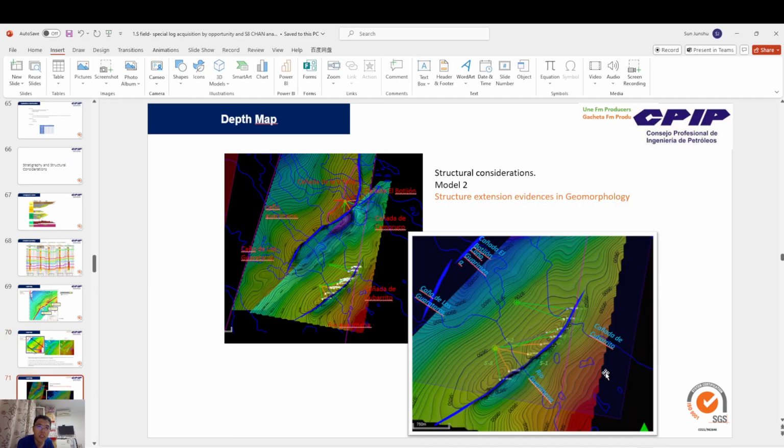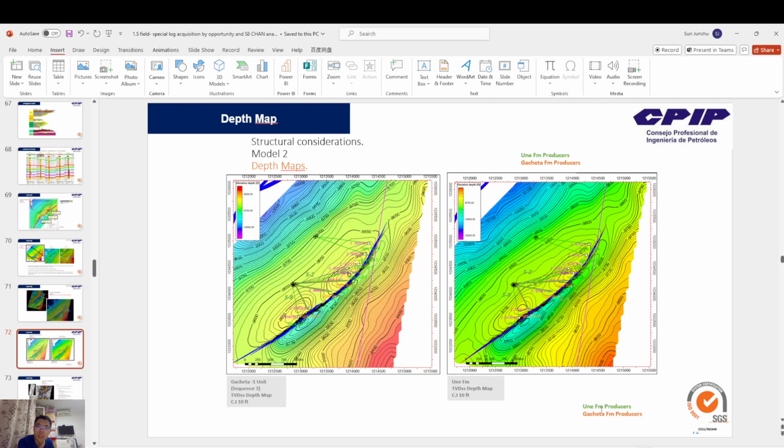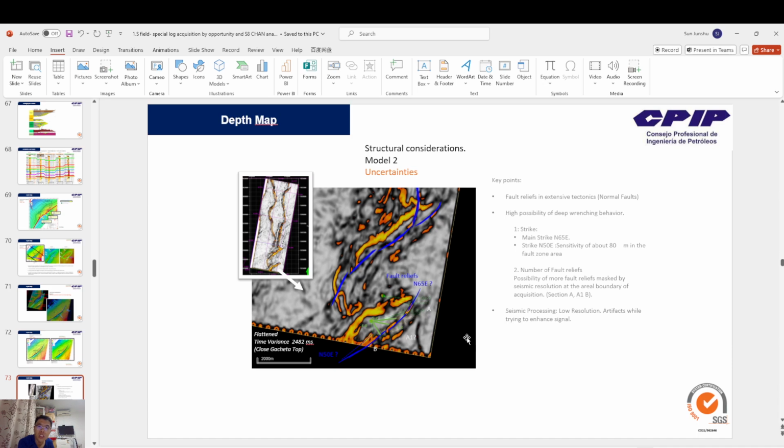This is the structural extension evidenced in the geomorphology. This is the depth map. This is the Uni and Gajita.